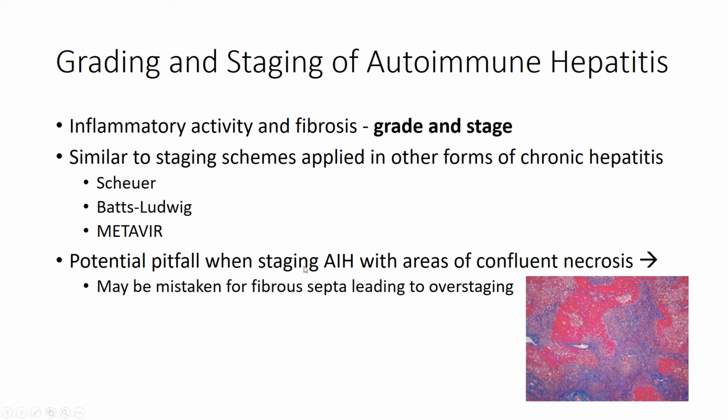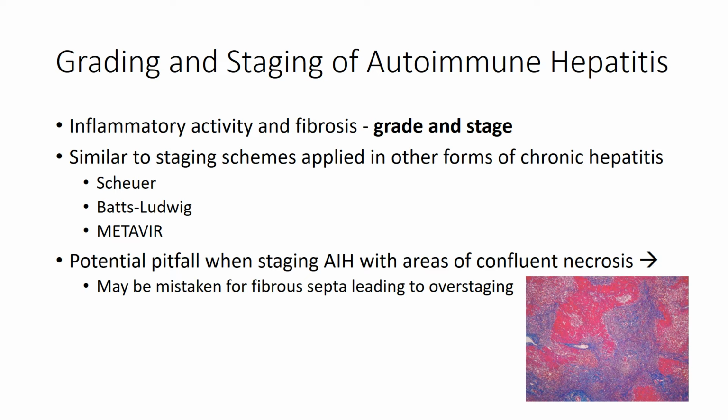A potential pitfall when staging autoimmune hepatitis with areas of confluent necrosis, this is the same photomicrograph I showed you, is that these fibrous septa may be mistaken for fibrous septa that surround nodules. So this is a potential pitfall. And we've seen consultation cases where a case of autoimmune hepatitis with confluent necrosis has been overstaged as cirrhotic.